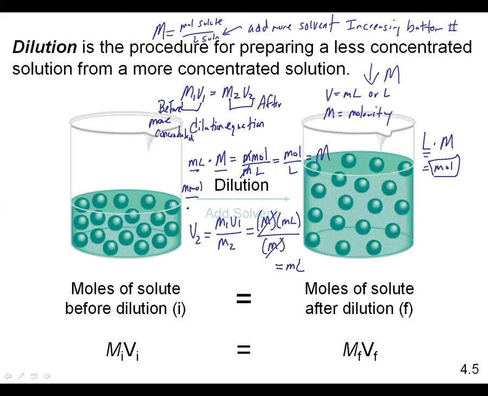Any questions on that? You will also sometimes see this dilution equation written C1V1 equals C2V2, where C is just a generic unit of concentration.